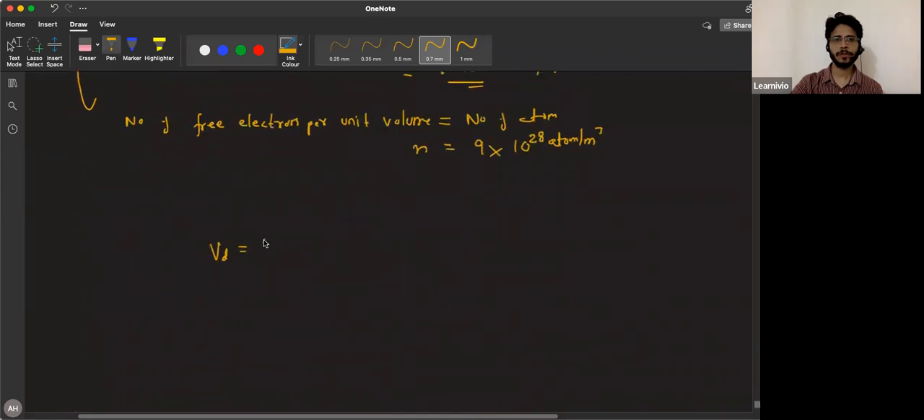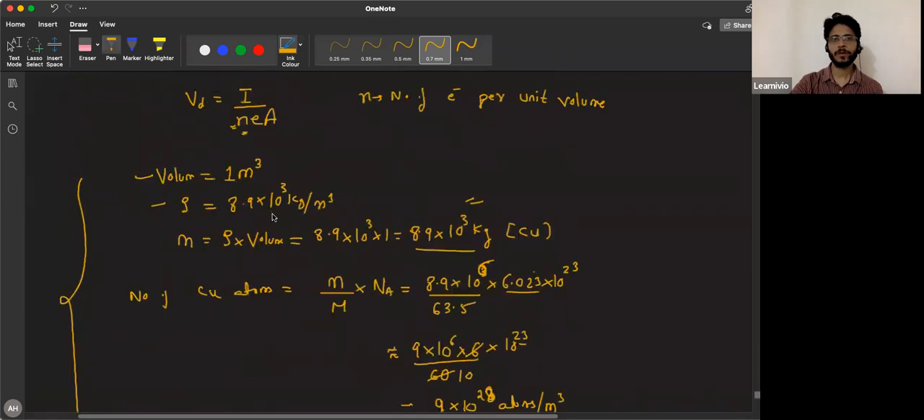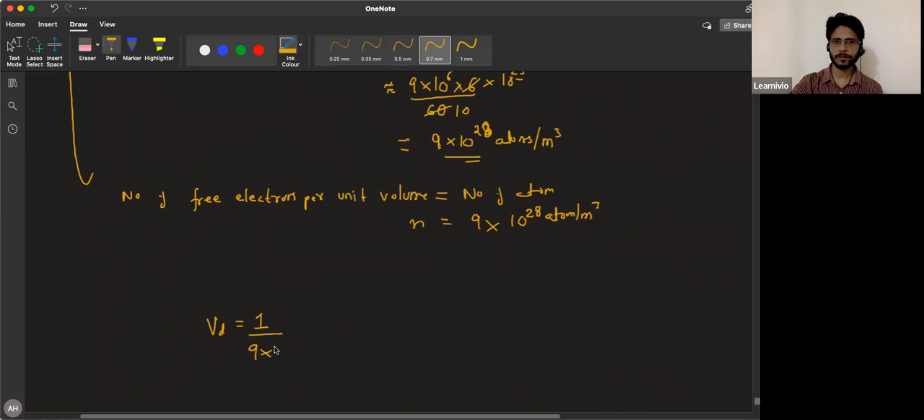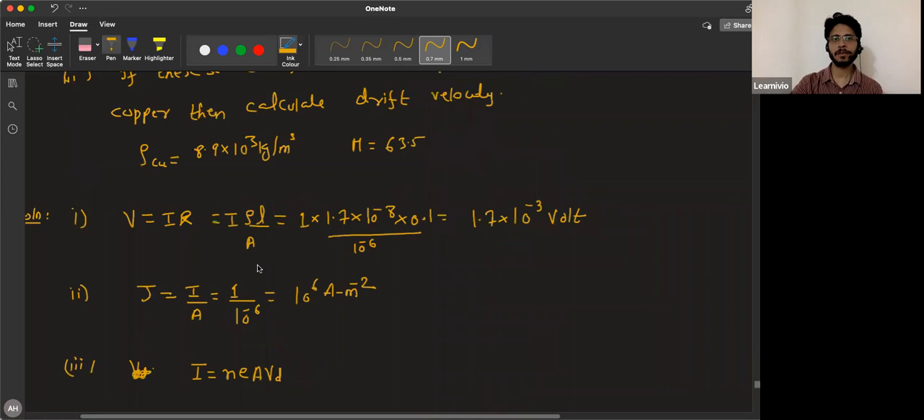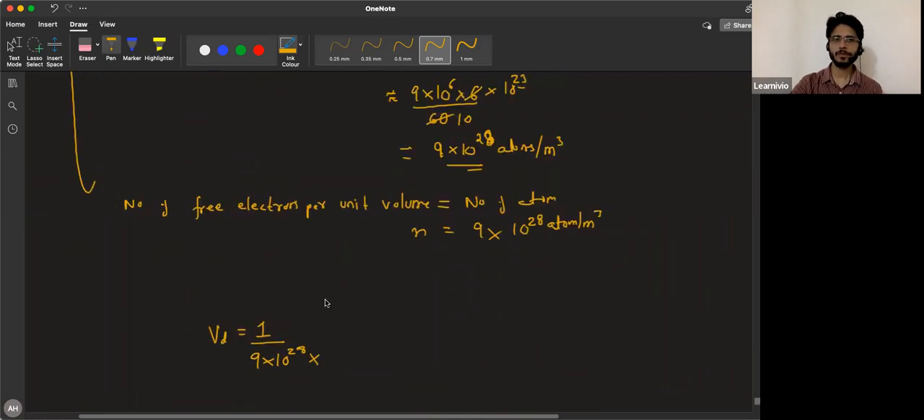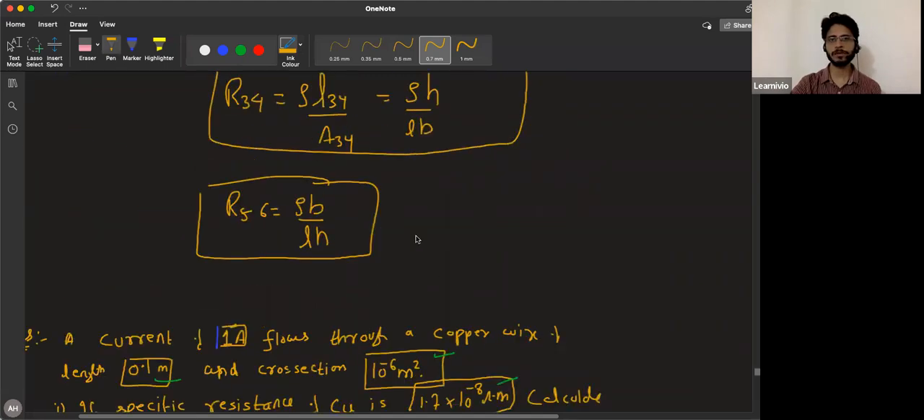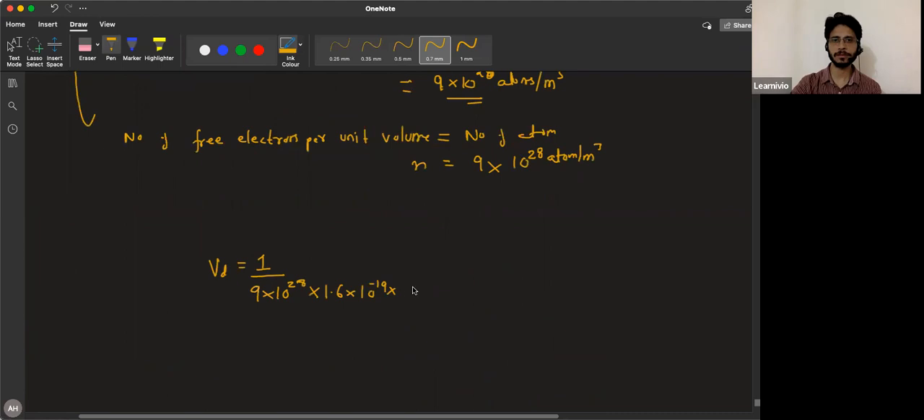So v_d is I, which is 1 ampere, divided by n, the number density, which is 9 into 10 raised to the power 28, multiplied by the electronic charge, which is 1.6 into 10 raised to the power minus 19. Then you have the area of cross section, which is 10 raised to the power minus 6. So this is the drift velocity of electrons in the conductor. Is it clear, Unib, Yashika? Yes, sir.